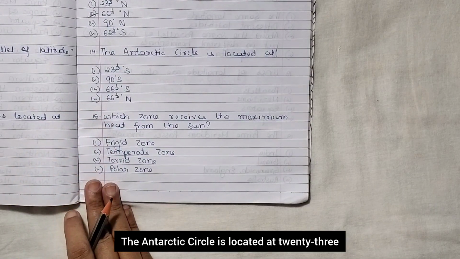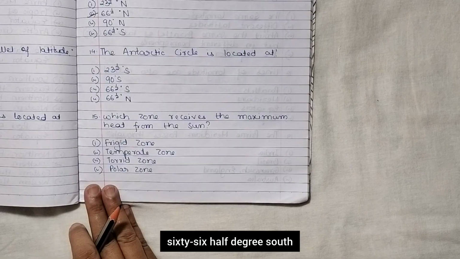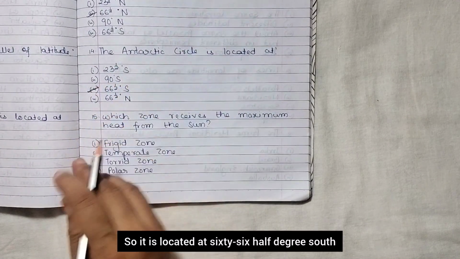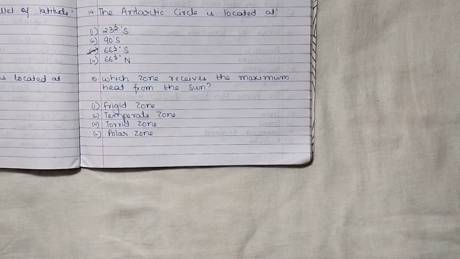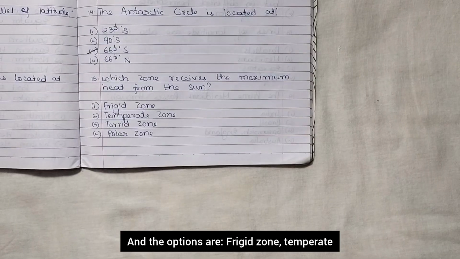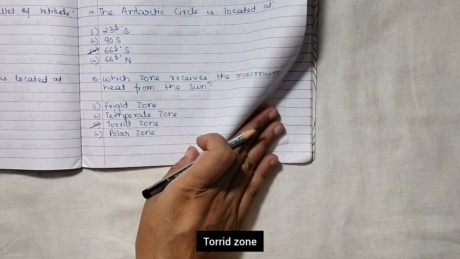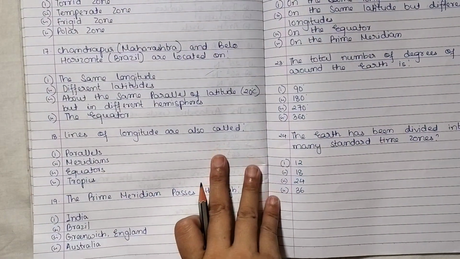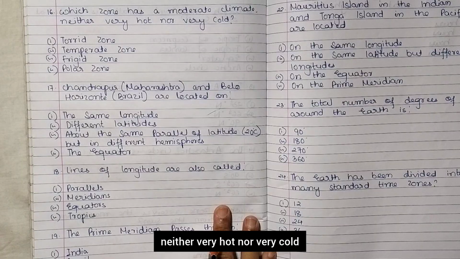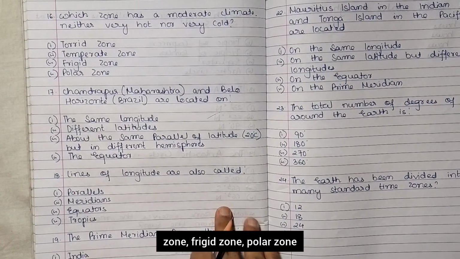The Antarctic Circle is located at 23½ degree south, 90 degree south, 66½ degree south, 66½ degree north. So it is located at 66½ degree south. Which zone receives the maximum heat from the sun? And the options are frigid zone, temperate zone, torrid zone, polar zone. Torrid zone. Which zone has a moderate climate, neither very hot nor very cold? And the options are torrid zone, temperate zone, frigid zone, polar zone.